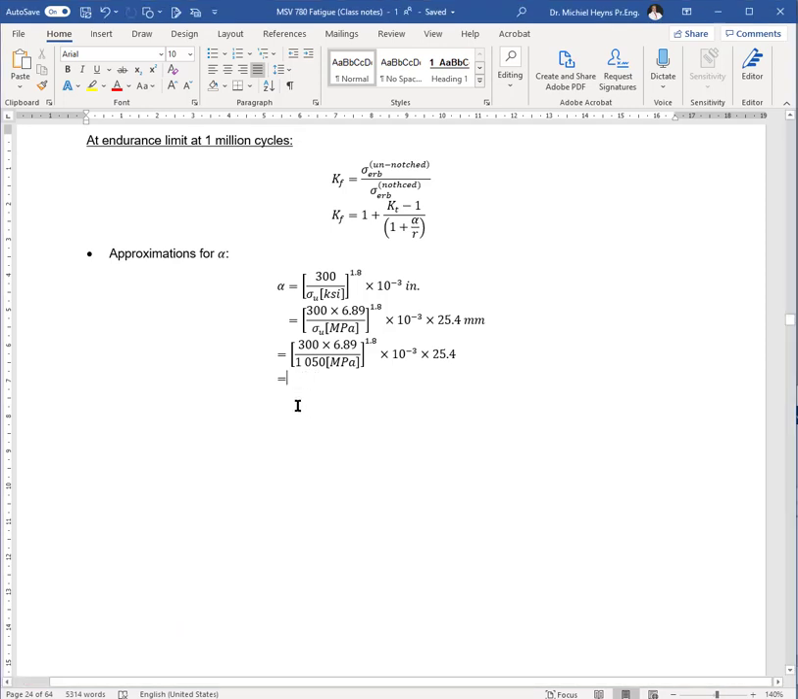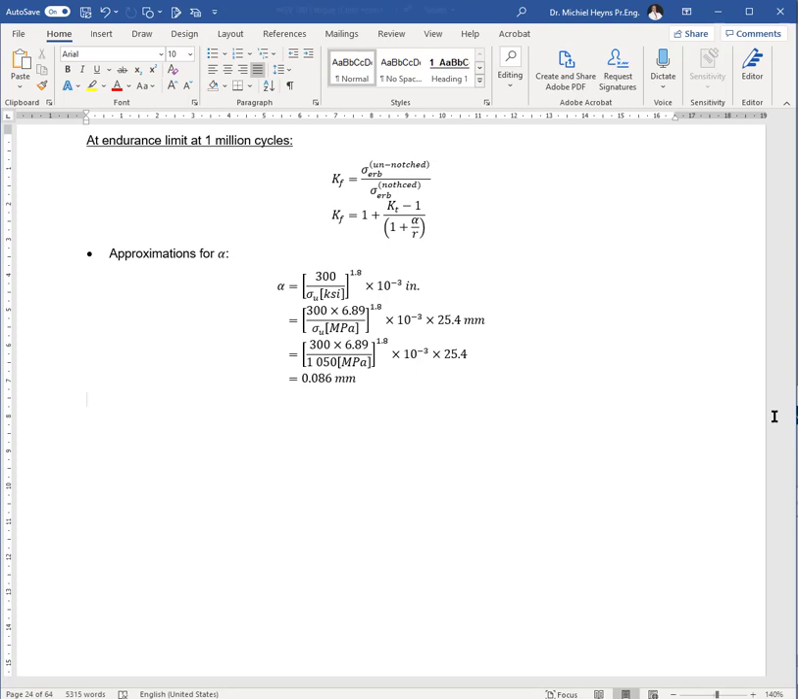So here we have 0.086, and that's in millimeter. Right, with that answer calculated there, I can now go and calculate my fatigue notch factor at endurance limit.